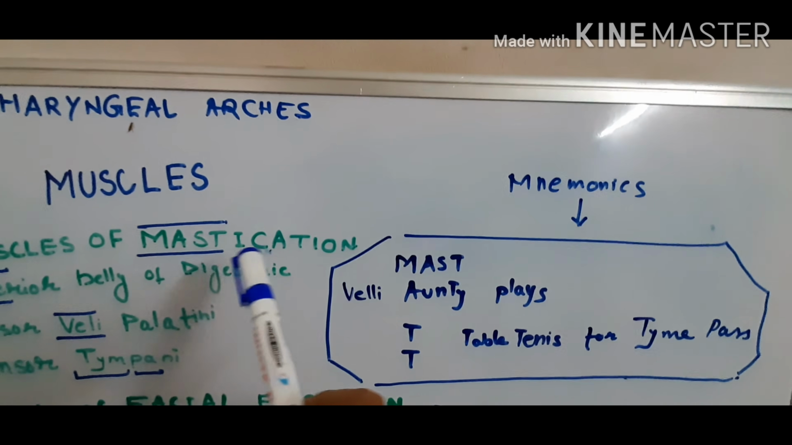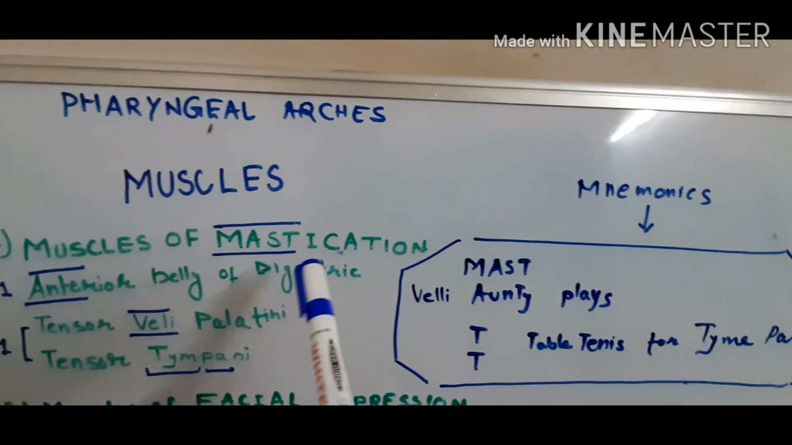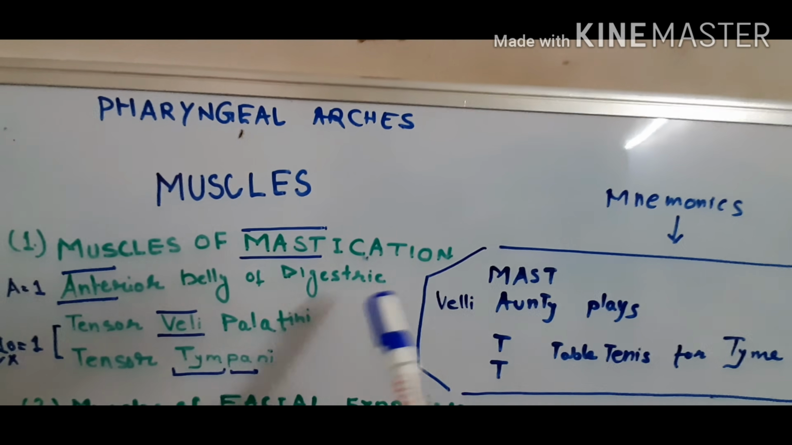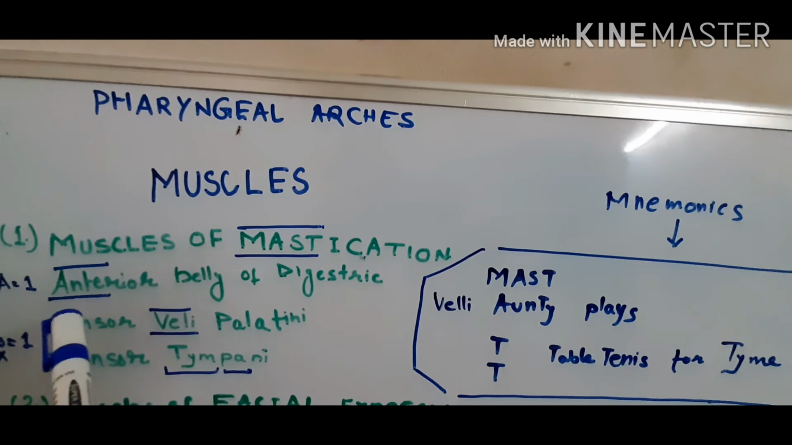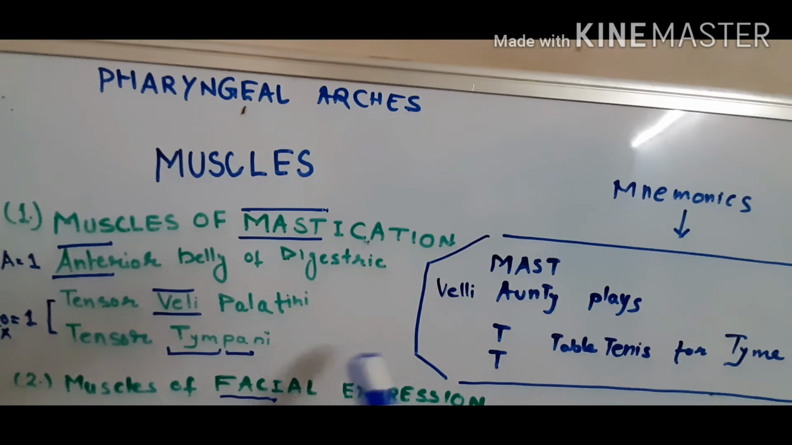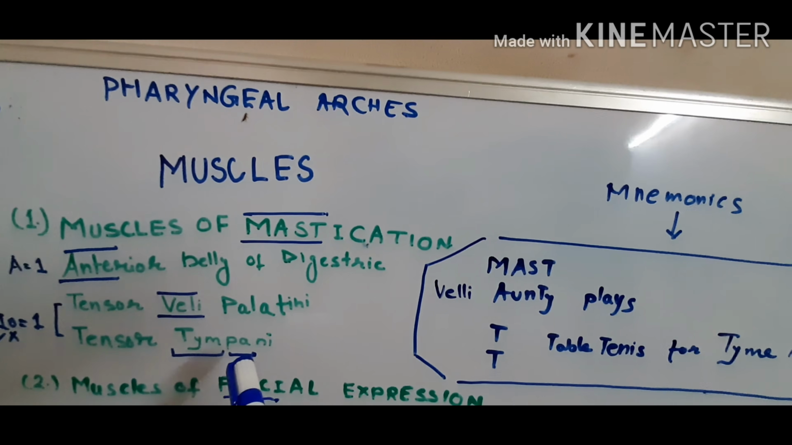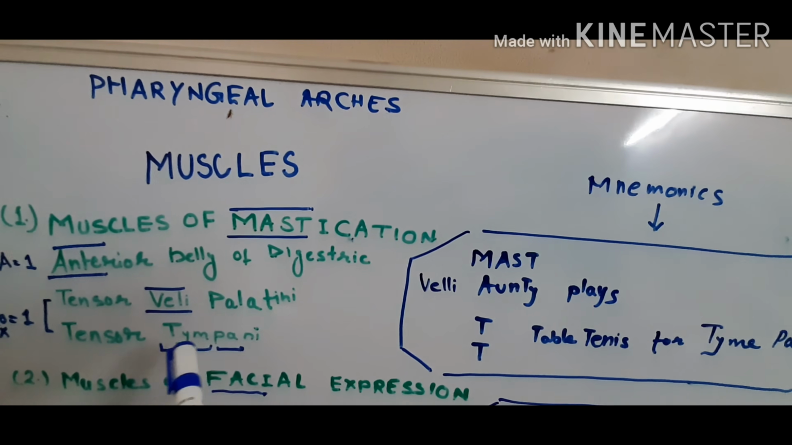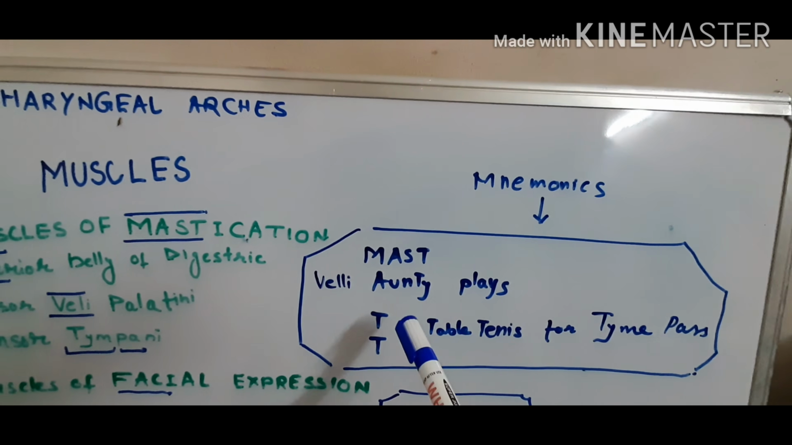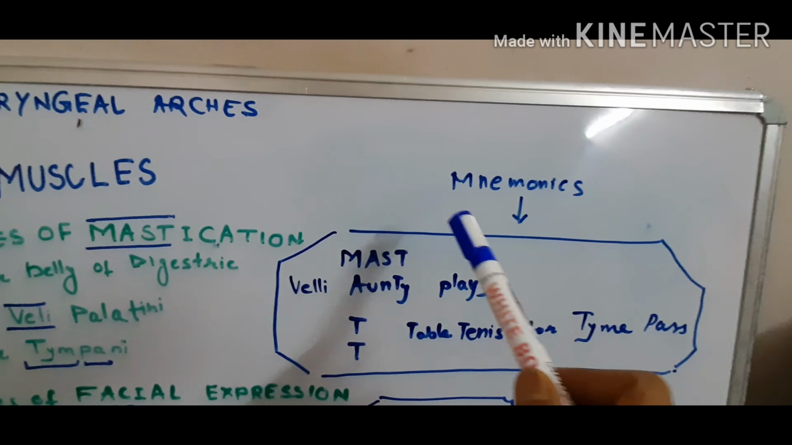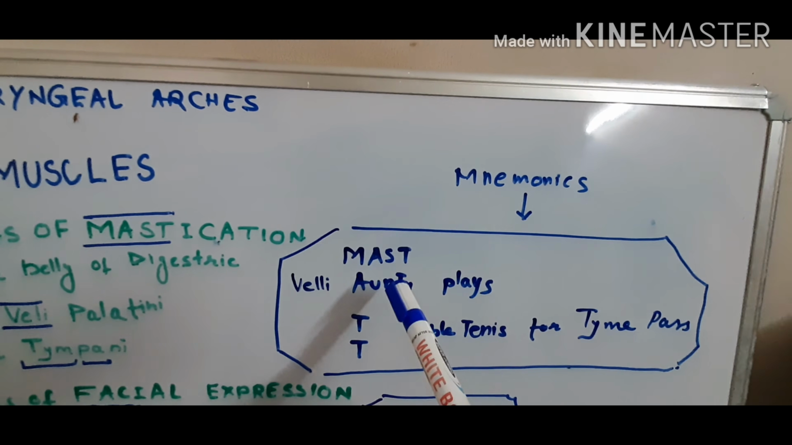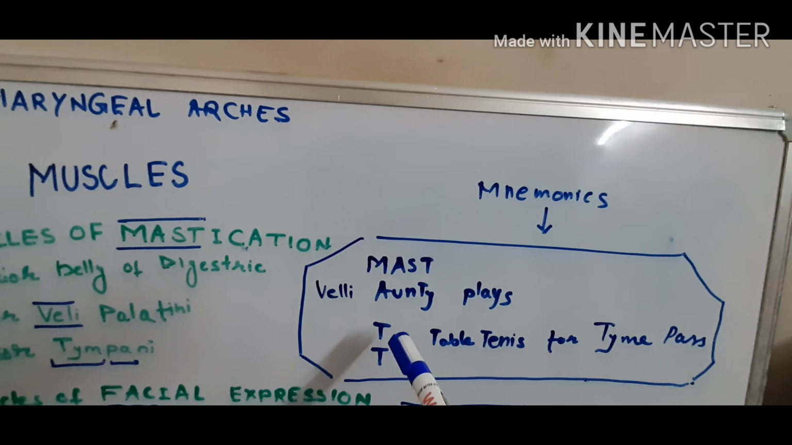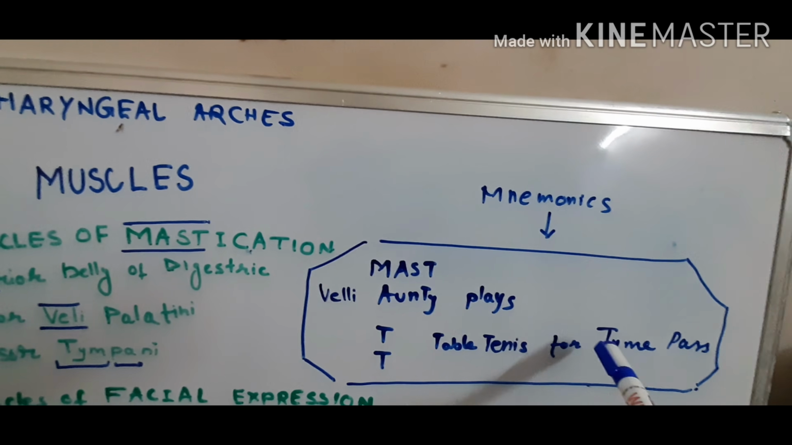So you can see must, mastication का MAST उठा करके मस्त बनाया हमने. Then यहाँ से हमने anterior का आंटी बनाया. Then third, veli का उठा के हमने veli यहाँ पे रखा, and TT को हमने बनाया table tennis. This is table tennis and this is time, TYM, and pass, PANI, पानी. We will take it as time pass. You can say tympani, time pass. So must veli auntie plays table tennis for time pass. Must, muscle of mastication, auntie, anterior belly of digastric, veli, tensor veli palatini, TT, tensor tympani. You can see.